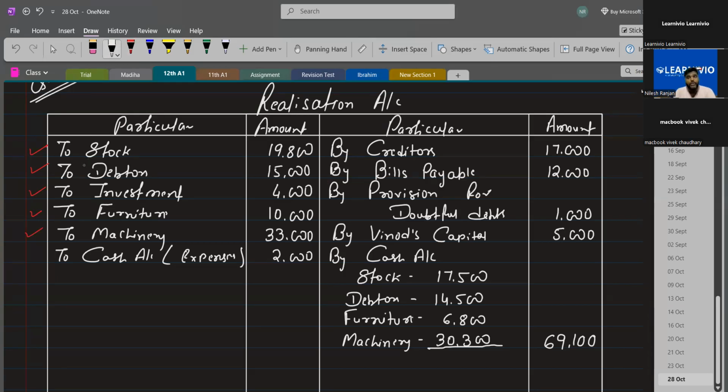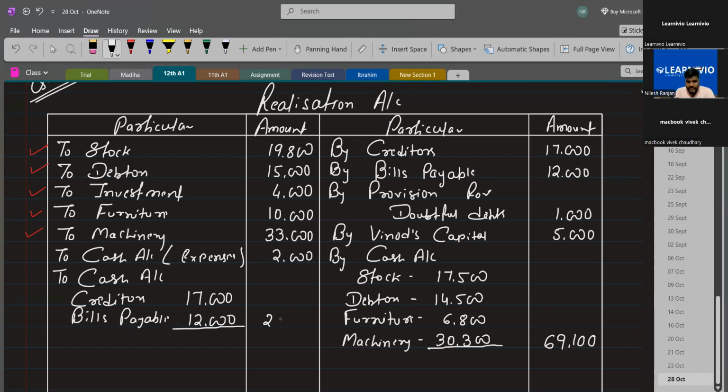That's why I told you in the previous class that if there is no information about payment to liabilities, then we assume the total amount, that is, the full amount, is paid. So we have paid the full amount. If there is no information about it, we assume that the full amount of the liability has been paid. So to cash account, if we have paid creditors in full, then 17,000, and bills payable full amount is 12,000. It is 29,000. Is this clear?